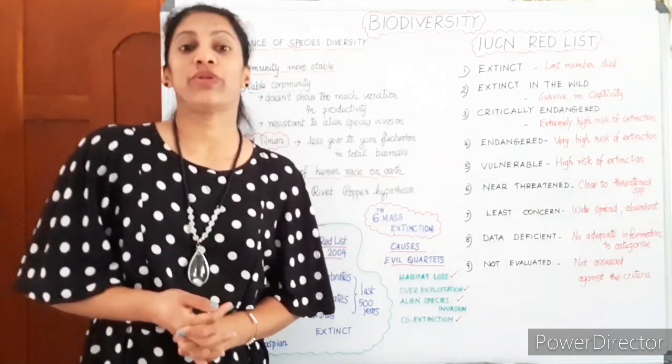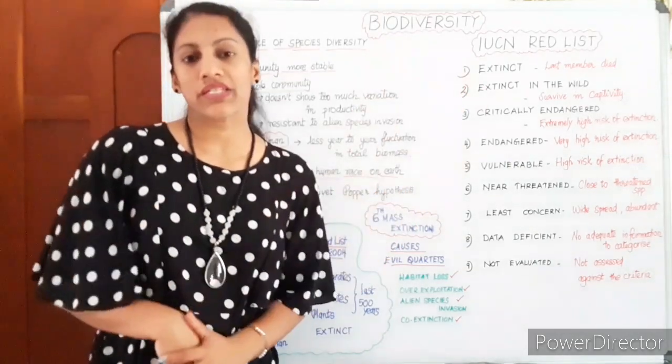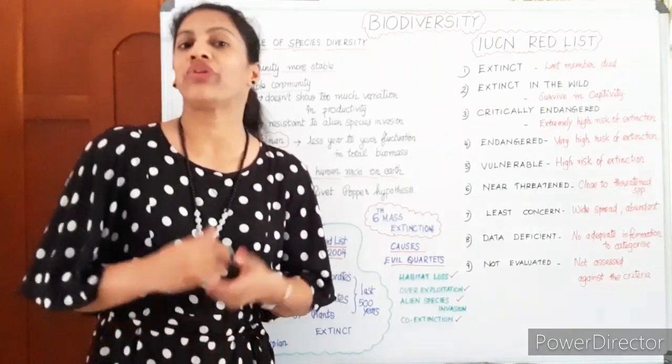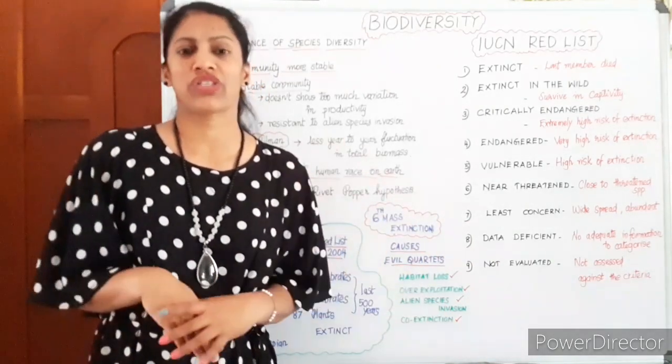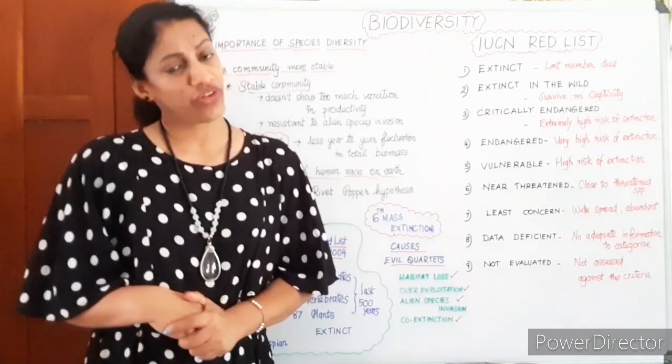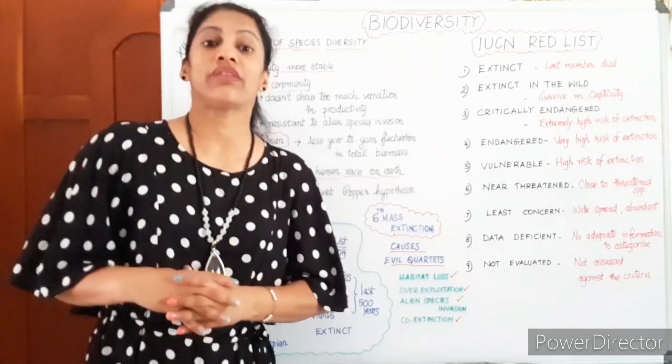And another reason is alien species invasion. When another species invades the natural habitat of a species, that species will gradually become extinct due to survival of the fittest. So that is another reason, alien species invasion.